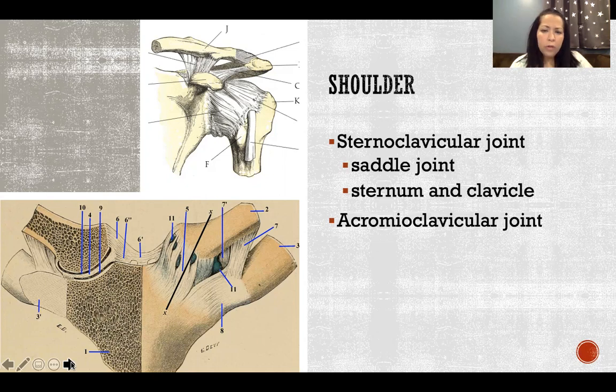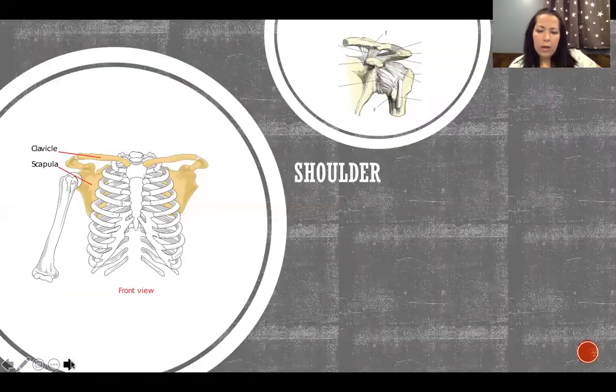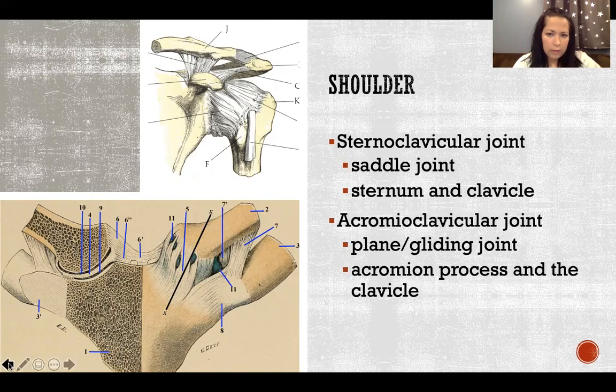Both of these joints, the sternoclavicular and the acromioclavicular, are only capable of gliding motions. So any of the actions that we talk about of the shoulder, we're not talking about the sternoclavicular or the acromioclavicular joints. Flexion, extension, elevation, depression, and so on, those are all actions of the scapulothoracic or the glenohumeral joints. The SC and the AC joints only glide. The acromioclavicular joint is a plane or a gliding joint. I guess that's all I have there.